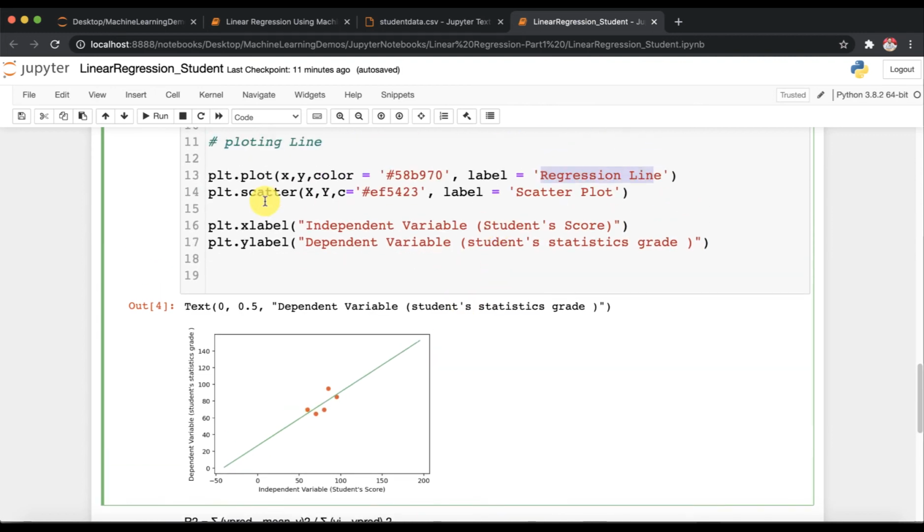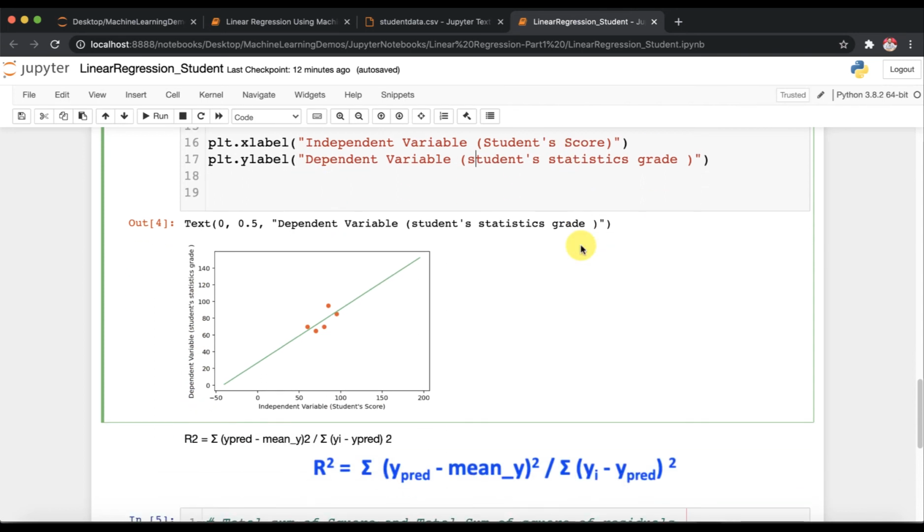Okay, and after that we are putting the points, like these orange color points, with the use of a scatter graph, and here we are using capital X and capital Y, our independent and dependent values, right? And we are going to put the label, that is scatter plot. So here you can see our independent variable is on the x-axis, that is student score, and the dependent variable is on the y-axis, that is student statistical grade.